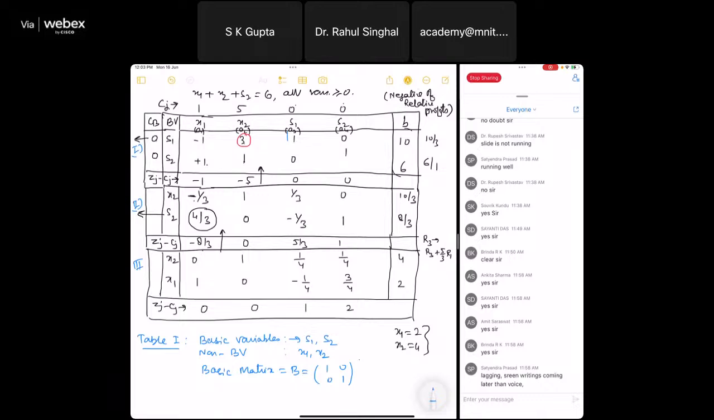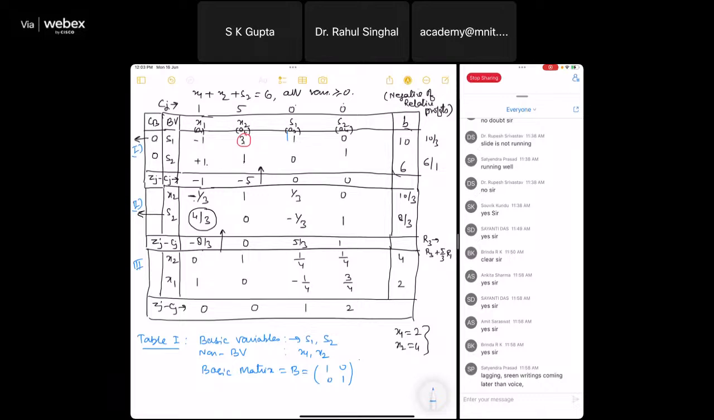In the second table, the first constraint will be minus 1 by 3 x1 plus 1 into x2 plus 1 by 3 into s1 plus 0 into s2 equal to 10 by 3. The second constraint will be 4 by 3 x1 plus 0 x2 minus 1 by 3 s1 plus s2 equal to 8 by 3. And all these constraints are equivalent in terms of solution, right?